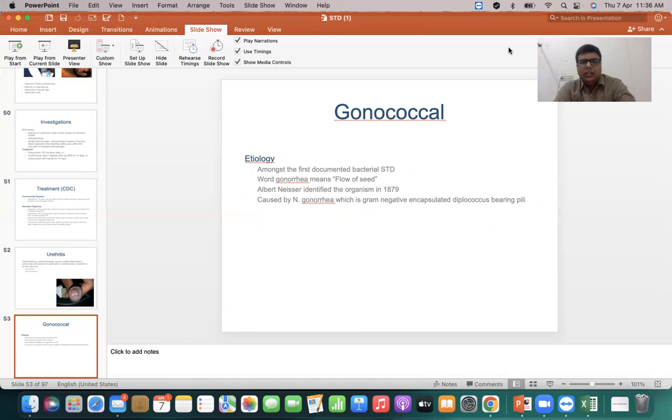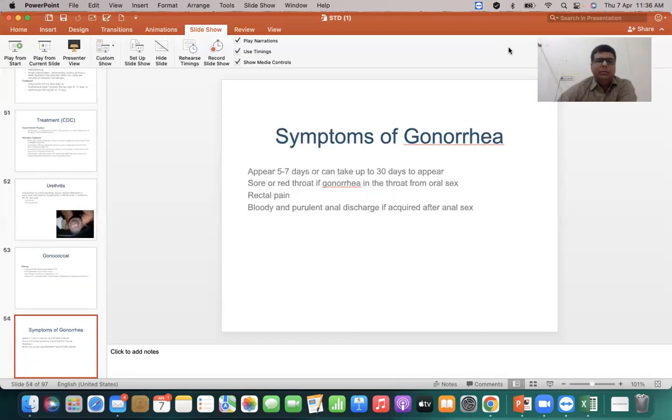It is among the first documented bacterial STDs. The word gonorrhea means flow of seed. Albert Neisser identified the organism in 1879. It's caused by Neisseria gonorrhoeae, which is a gram-negative encapsulated diplococcus with pili. What are the symptoms? It appears in 5 to 7 days or can take up to 30 days to appear.